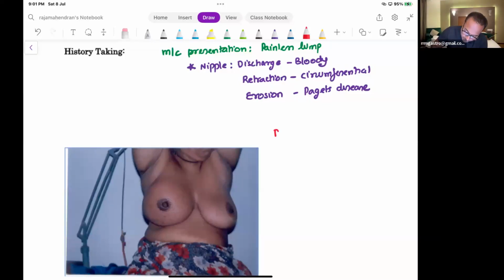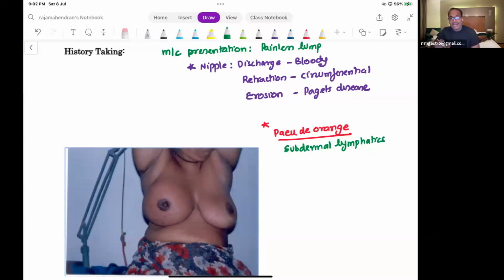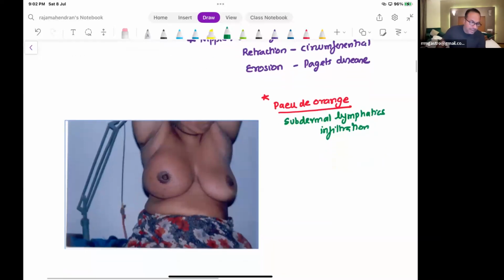So please don't forget, you have to look for peau d'orange. What is peau d'orange in the skin on examination? So I am focusing only on the clinical MCQ points. Peau d'orange is, don't forget, subdermal lymphatic infiltration. Subdermal lymphatic infiltration is known as peau d'orange. Please don't forget. It is known as, very good, subdermal lymphatic infiltration.